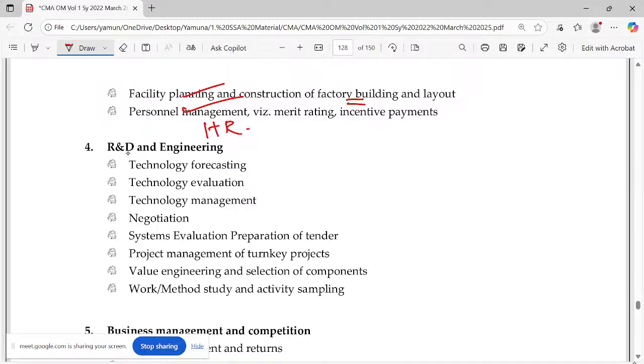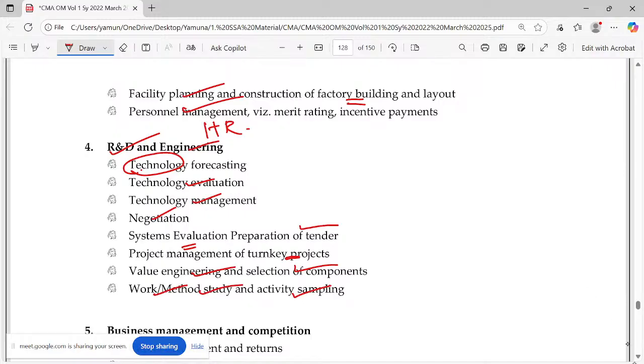Whereas if we go for the other angle related to R&D and engineering: what will the technology be in the future, how is the technology evaluated, how are we going to manage it, how are we going to negotiate it, and how are we going to value it? Preparations for tender, what type of turnkey projects you are going to carry out and how we are going to manage that, and value engineering, selection of components, work and method study, and activity sampling.